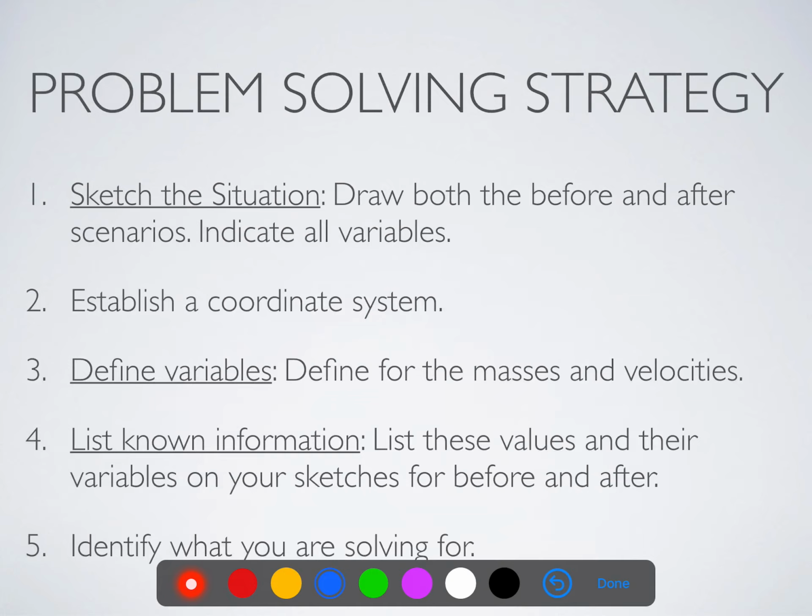So let's talk about how we problem solve with this stuff. Step one, these steps should look very familiar. We sketch the situation. We need to draw a before and an after picture of the scenario. We need to establish a coordinate system, define our variables, list any known information, and then identify what we're solving for, as we've done all year. So let's look at that in practice here.